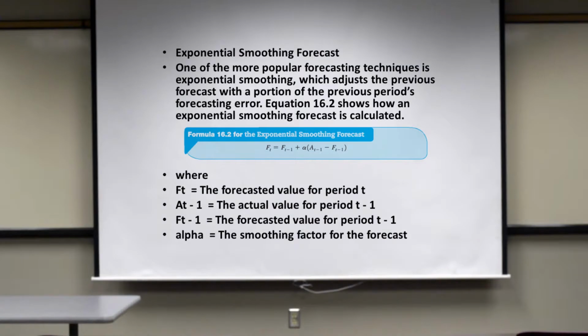Exponential smoothing forecast. One of the more popular forecasting techniques is exponential smoothing, which adjusts the previous forecast with a portion of the previous period's forecasting error. Equation 16.2 shows how an exponential smoothing forecast is calculated, where F_t is the forecasted value for period t, A_(t-1) is the actual value for period t minus 1, F_(t-1) is the forecasted value for period t minus 1, and alpha is the smoothing factor for the forecast.